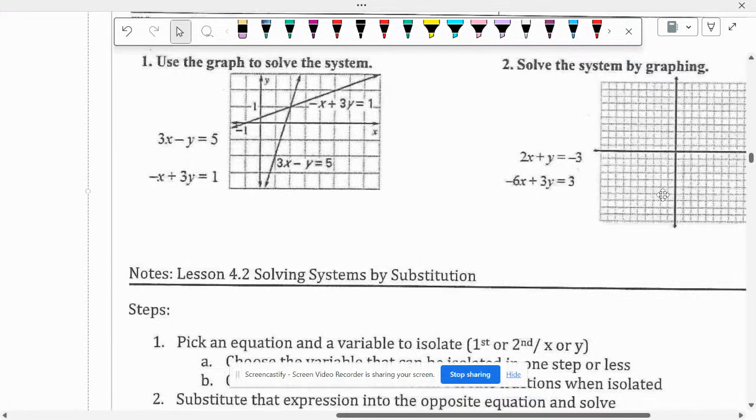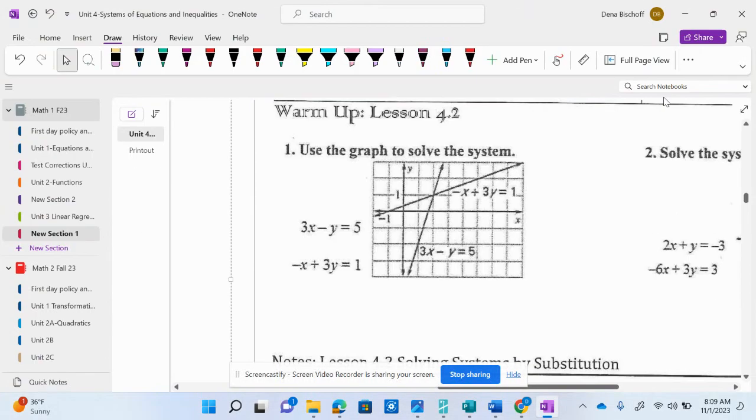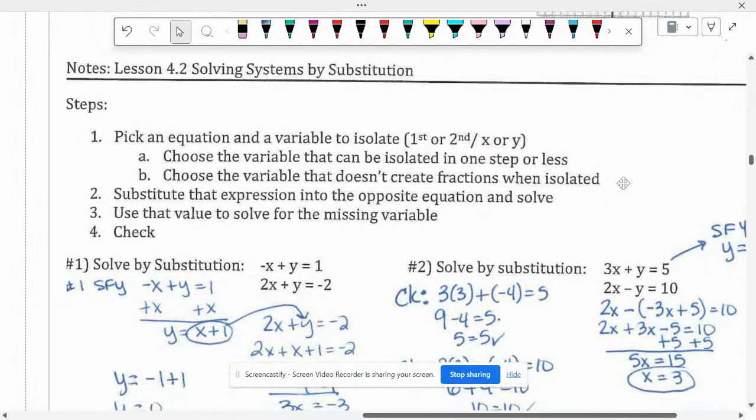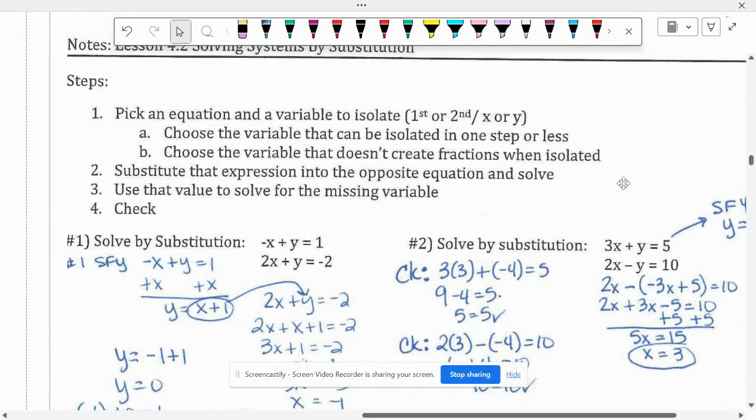All right. So today we are talking about solving systems using substitution. So the method is using substitution.